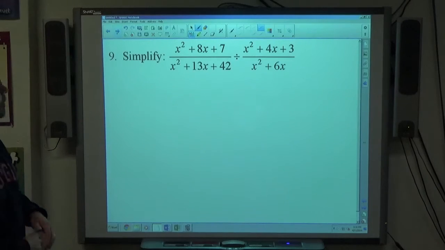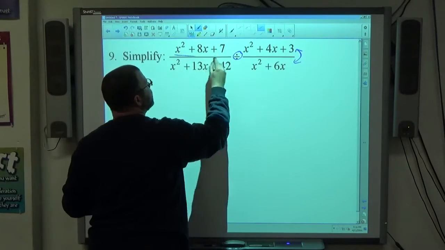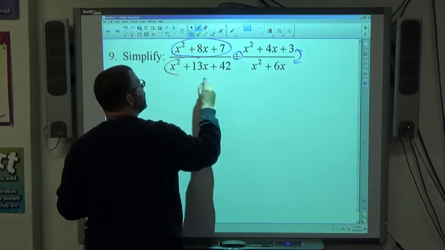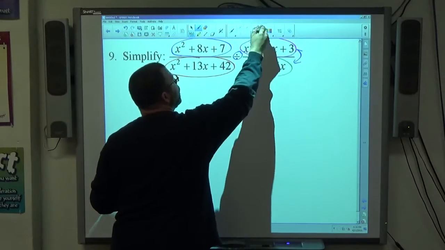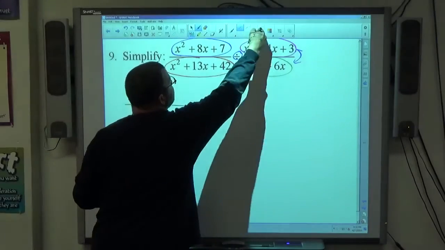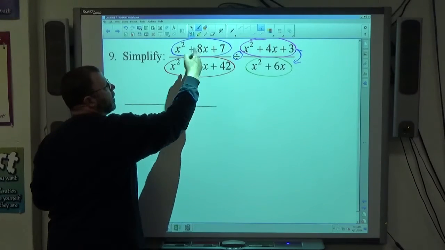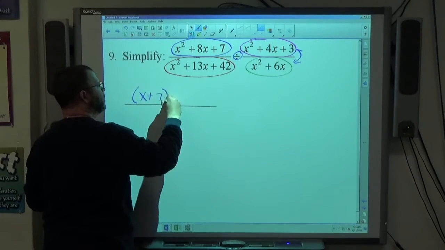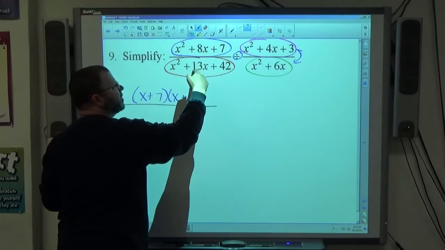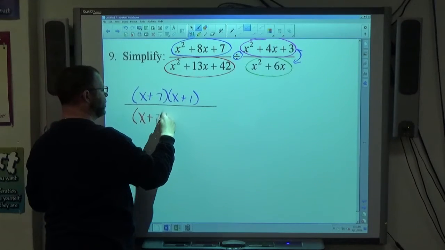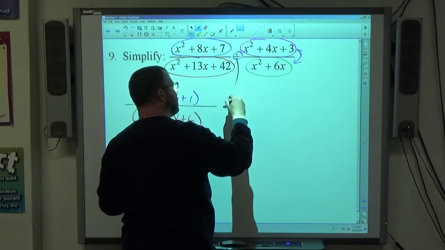Number 9, simplify. We do have a division, so we need to make sure this flips over. If I take a look at the 4 pieces, I'll use different colors to represent them. So blue there, red there, we'll go green here, and this magenta color on top. So if I rewrite this problem, the first fraction stays the same, and I do want to factor. 7 times 1, 7 plus 1, so x plus 7 times x plus 1. For the red circle one, 7 times 6, 7 plus 6, so x plus 7, x plus 6.